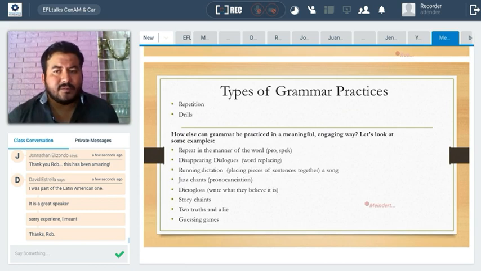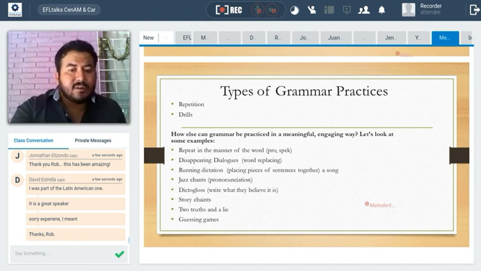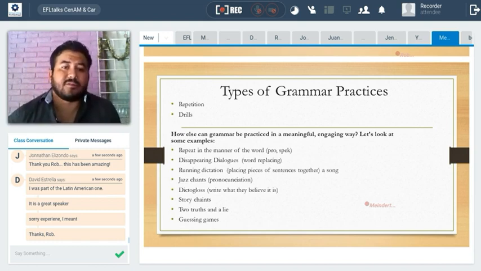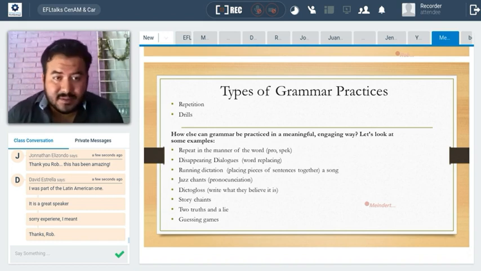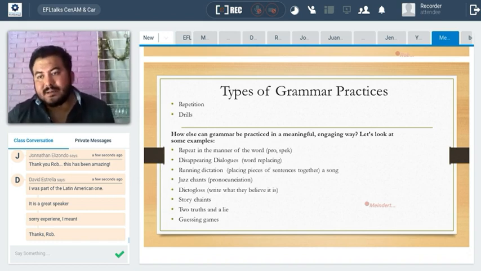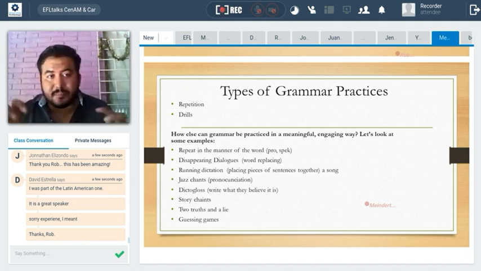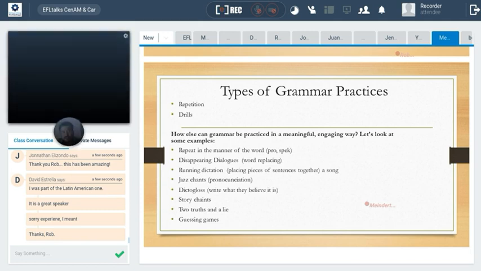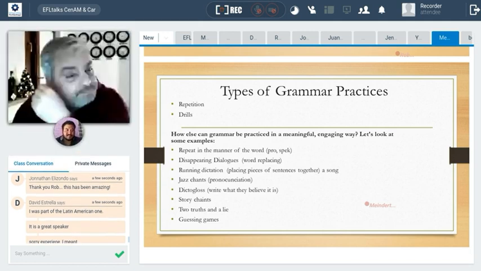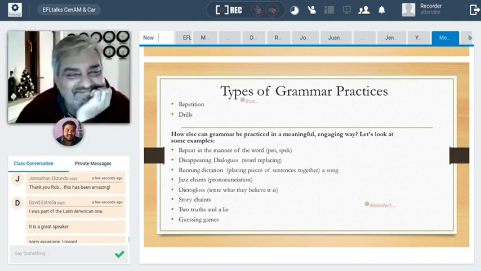What are some types of grammar practice that we can have? Here I have a list of activities. All these activities belong to different methods. For example, we have repetitions and drills, which of course belong to the audiolingual method, but then we also have repeating, disappearing dialogues, word replacing, or the dicto-gloss, thank you.